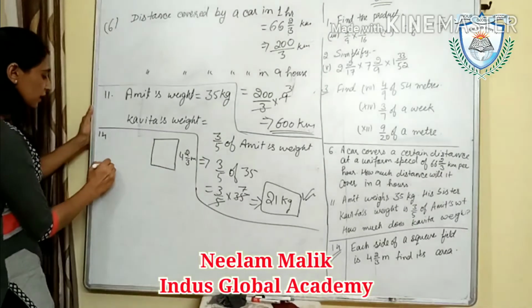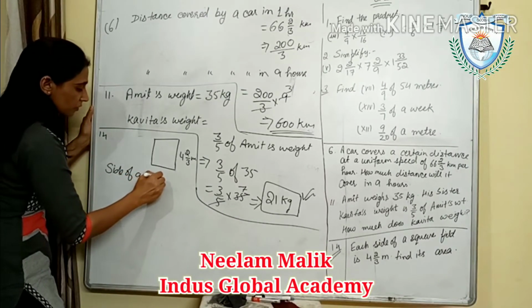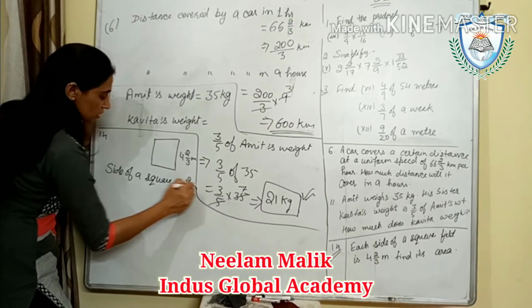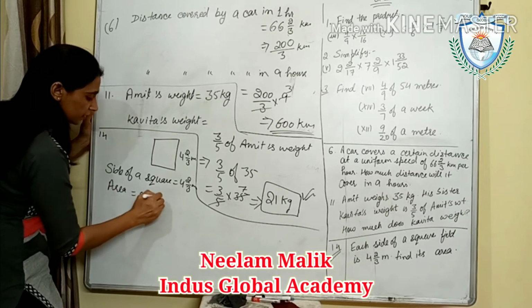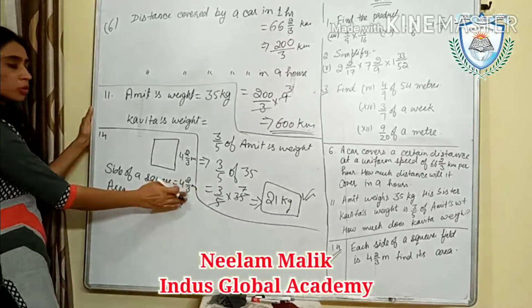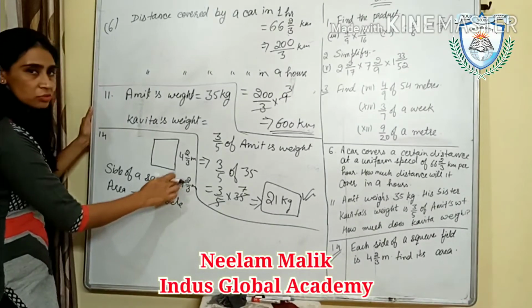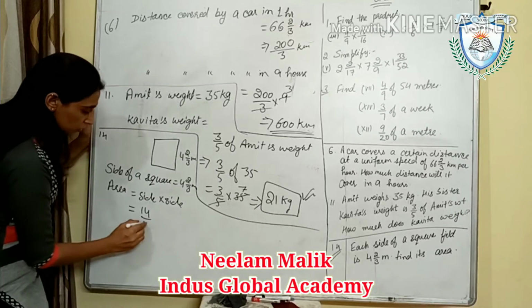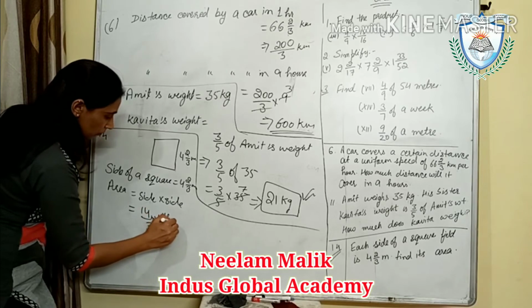Okay. So we will write here side of a square is 4 whole 2/3 meter. So what will be the area? Area is equal to side into side. Yes. And what is this side? This is 4 whole 2/3. We will convert this into improper. It will be 3 4s are 12 plus 2, 14/3. So 14/3 into 14/3.